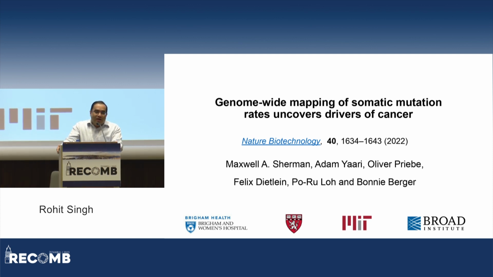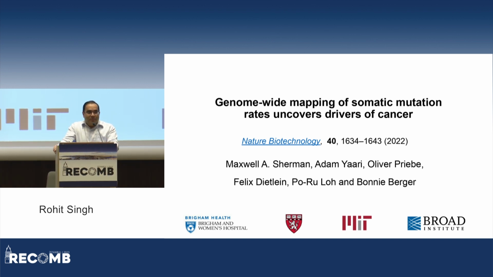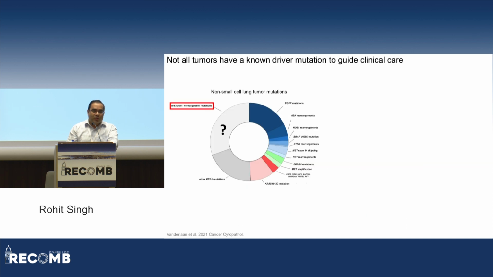So it's about how to uncover new drivers of cancer by more accurately mapping somatic mutation rates. And what are somatic mutations? Those are the kind of mutations you acquire during your lifetime. So despite the immense progress made in understanding these mutations and how they contribute to cancer, a sizable portion of tumors still don't have a known driver mutation. So here, for example, I'm showing you non-small cell lung cancer, and about a third of the tumors don't have a known driver mutation, which leads to the question, where are all those missing drivers?